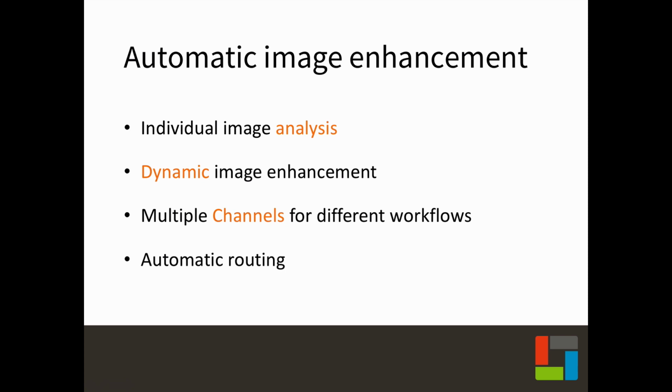Now, Claro works as the person would. So Claro looks at the image, checks, oh, this might be too bright, and reduces the brightness a little bit. If the next image isn't bright enough, it will increase the brightness. So it is dynamic and it is automatic. You can have multiple channels for different workflows, because not every output that you have might need the same type of results, and you can have those images automatically routed towards the correct channel.